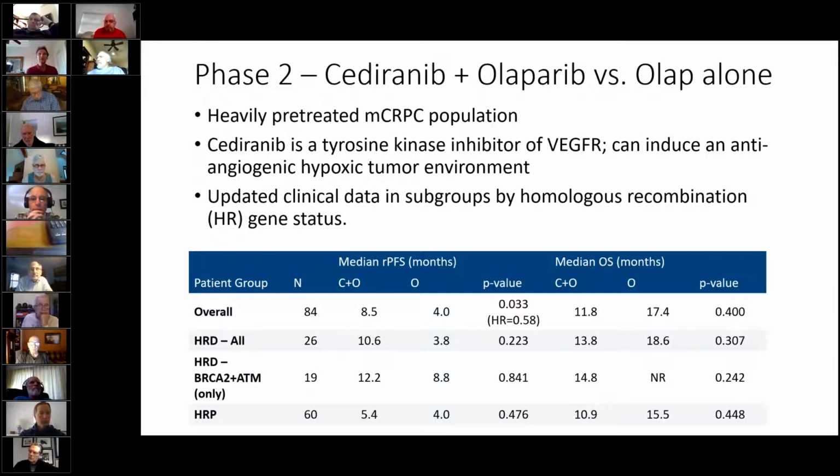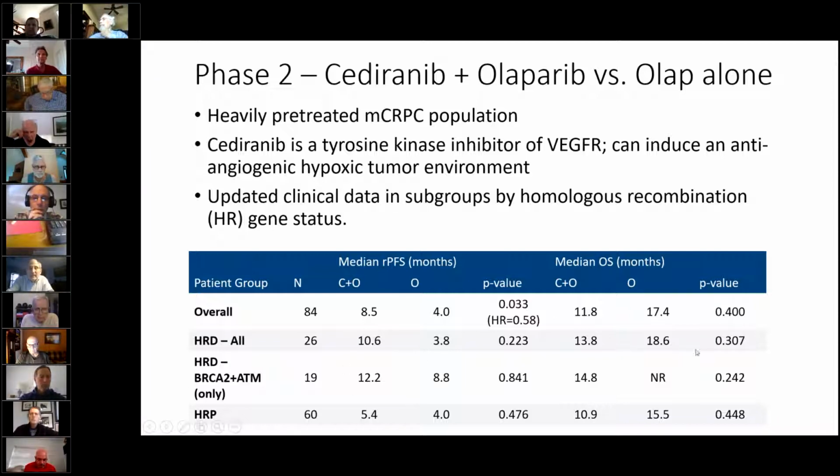So they combined cediranib with olaparib, and let's see. You put this table in because the table gives the data, basically, the combination, if you look at median survival, and here we go, overall survival, it's kind of not that great, right?